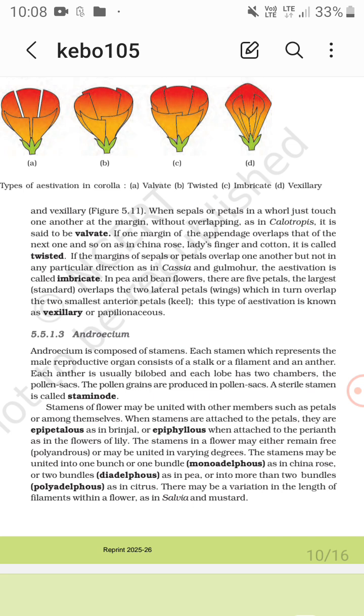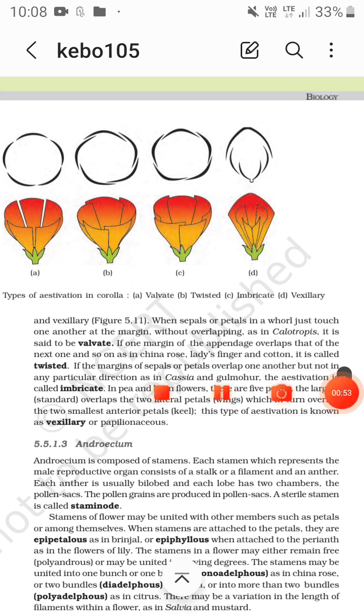vexillary in pea and bean flowers. Now valvate: when sepals or petals in a whorl just touch one another at the margin without overlapping, as in calotropis, it is said to be valvate estivation. Now if one margin of appendages overlaps that of the next one and so on, as in China rose, lady's finger and cotton, this one is twisted.